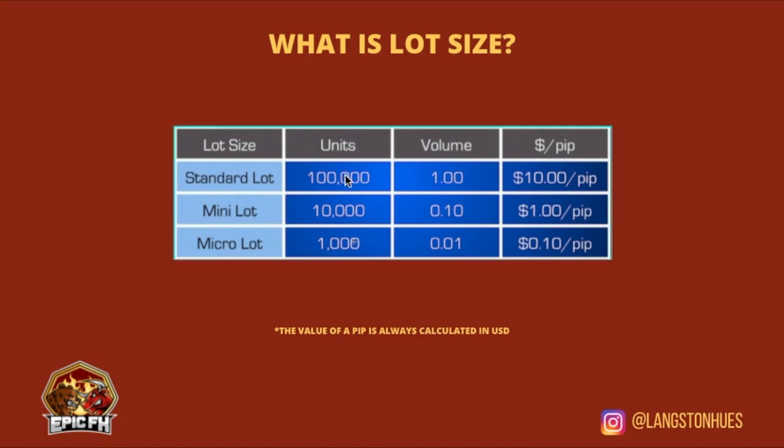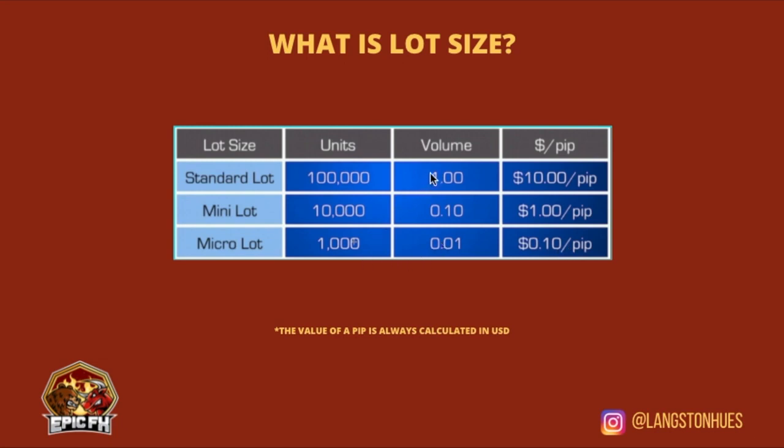Let's take a look. So when we look at units, we can think about units such as buying stocks or shares in a stock. 100,000 units, right? So if we take 100,000 units, the volume for 100,000 units is 1.00, and the value of 100,000 units is $10 per pip. And likewise, in a mini lot, 10,000 units, the volume is 0.10, and the value is $1 per pip. And we also have micro, 1,000 units, the volume 0.01, the value 10 cents per pip.